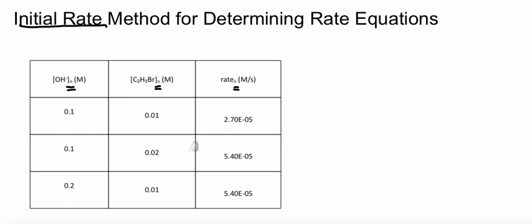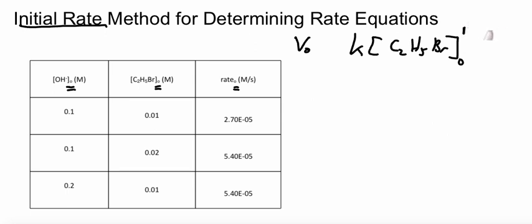So we know that k times the concentration of ethyl bromide is going to be related to the rate in such a way that this exponent should be a 1. We normally wouldn't even bother writing it, but this shows that if we double this, we're going to double the reaction rate.